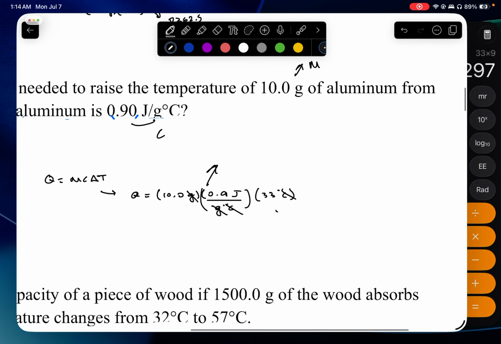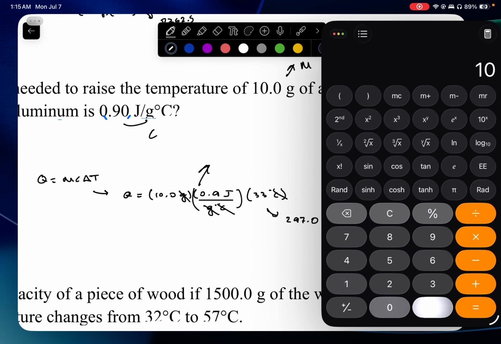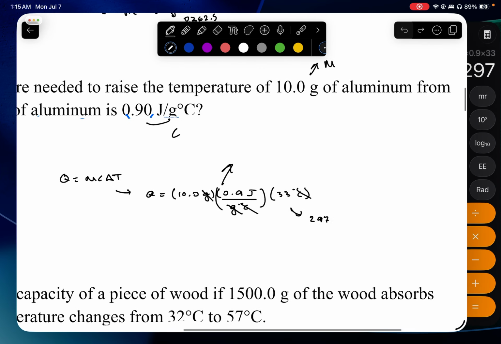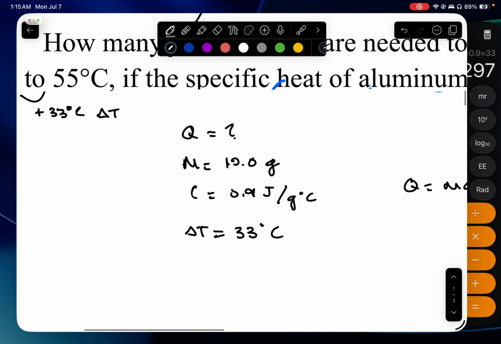So now that we have that, 297.0, I believe, right? Let me just put this in the calculator. For sig figs, 0.9 times 33, 297. So the total heat is 297 joules. And let's revert back to our calculations.